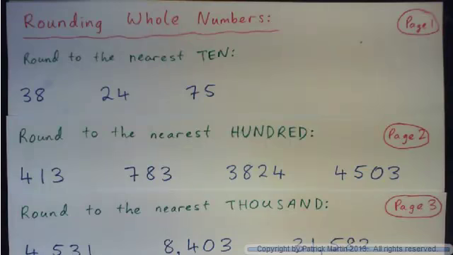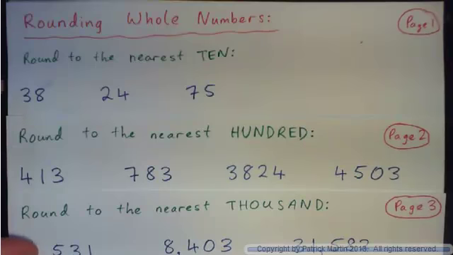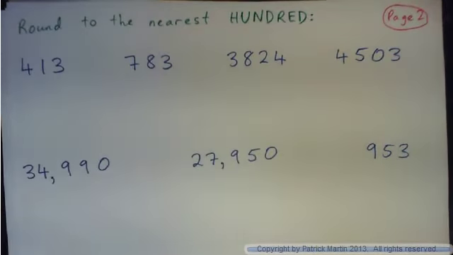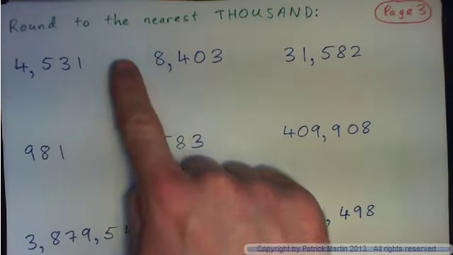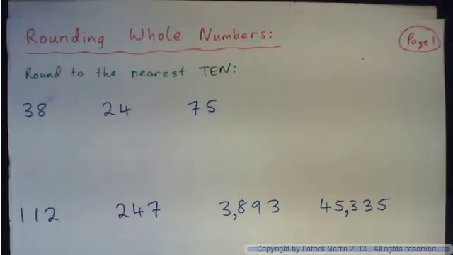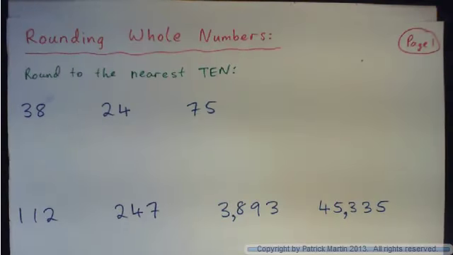In this video we're going to round whole numbers. On page 1 we'll round to the nearest 10, page 2 round to the nearest 100. Sorry, it's page 1. This is page 2. And page 3 we'll round to the nearest 1000. Okay, so let's begin. Now if we have the number 38, we need to round that to the nearest 10.